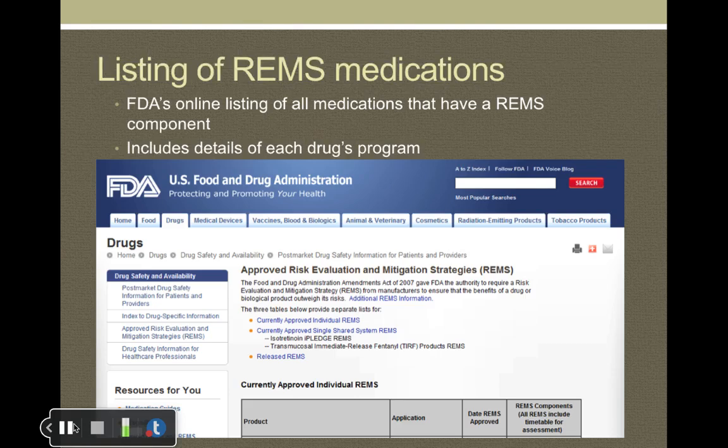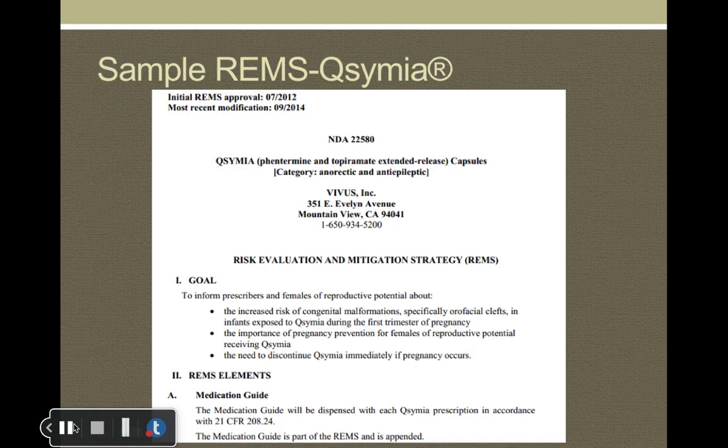All of the medications that have REMS components are listed on the FDA website as seen here. And on that website, it not only includes the medication, but it also provides a detail of what the REMS requirements are for that medication. So a sample REMS is shown here. That's for Qsymia. It was a new drug that was approved in 2013.